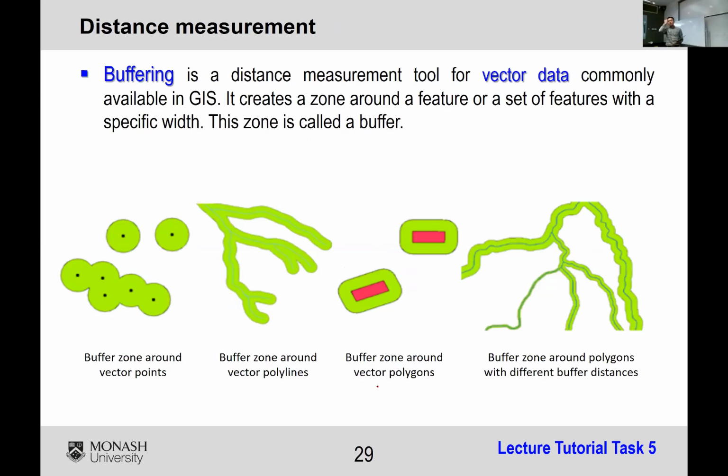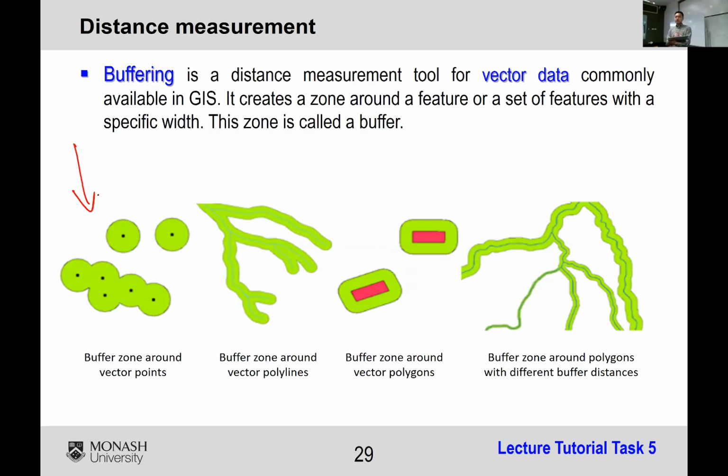Now remember the very first JS lecture, you were asked to use the buffer tool. And at that time, you may not have a good understanding of what buffer is for. Well, now we're going to revisit the buffer tool and understand how we use it to create or analyze our data. So the buffer is a distance measurement tool for only vector data. And it creates a zone around the feature or set of features with a distance or width specified by the user.